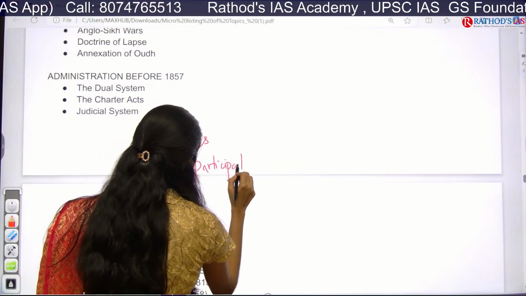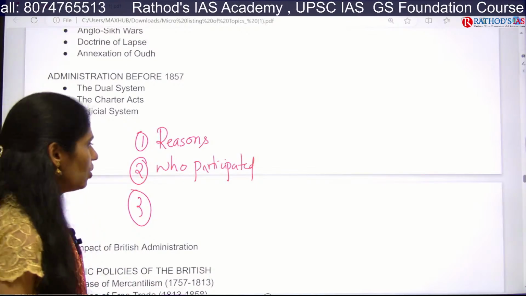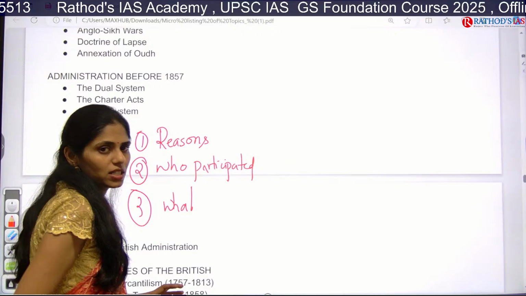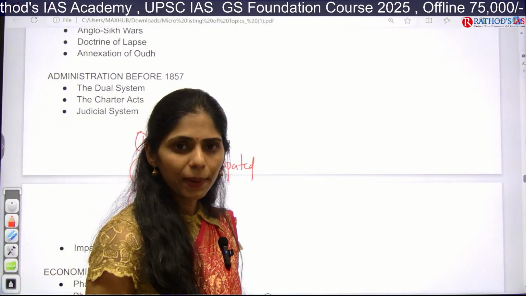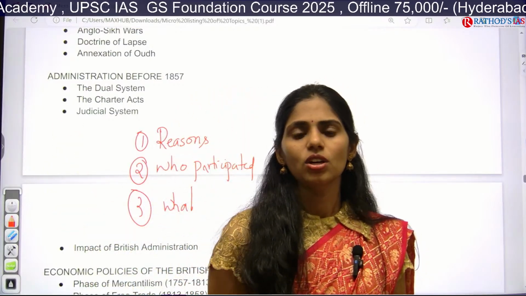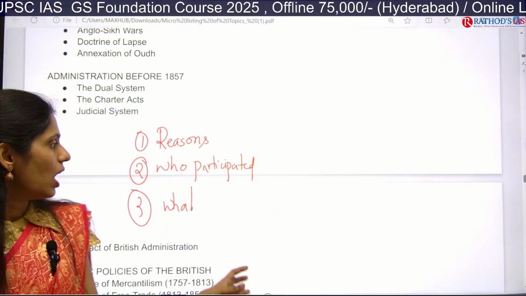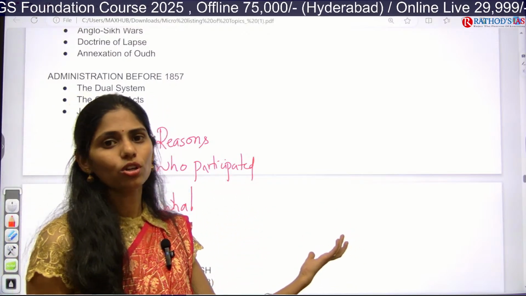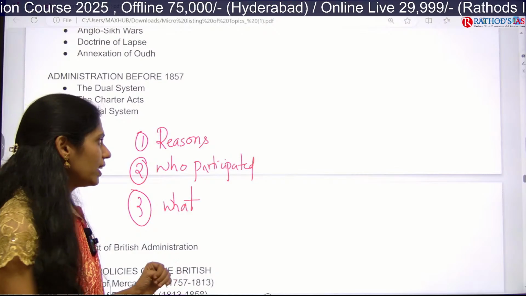You have to see who participated, and what the outcome was for each participant. For example, Jhansi Rani Lakshmi Bai died, but others like Begum Hazrat Mahal left. You have to see who the people participated, the place they belonged to, and what was the outcome at last. Okay, that is the thing.